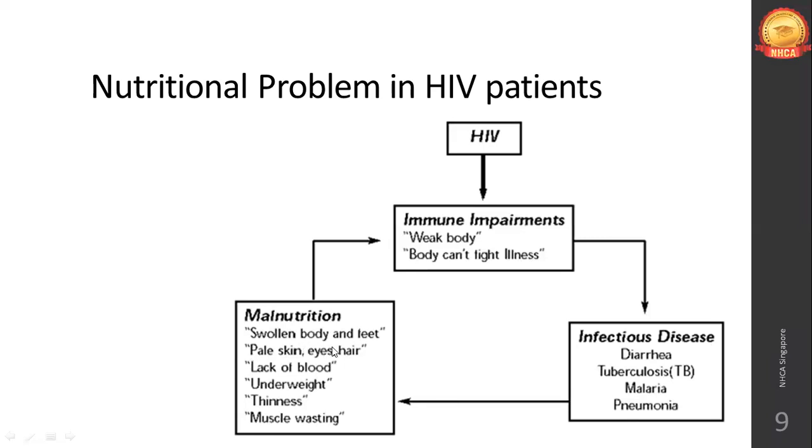The body will be swollen, with pale skin, eyes, hair, lack of blood. The person is underweight, very thin, extremely thin. Muscle wasting is actually protein catabolism. The body is taking the protein from the muscles, from its own body parts. So the person goes into a situation of muscle wasting. They get extremely thin, their entire skeletal structure is visible. The bony prominences of the body are quite visible. Okay, so this is the cycle of HIV.